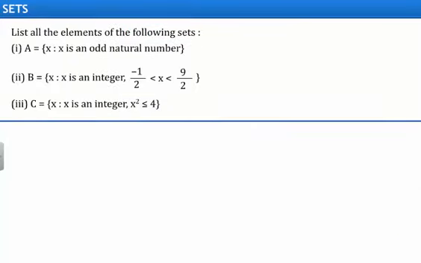In this question, 3 sets are given: set A, set B and set C. You have to list all the elements of the given sets. Let's begin the solution of this question.